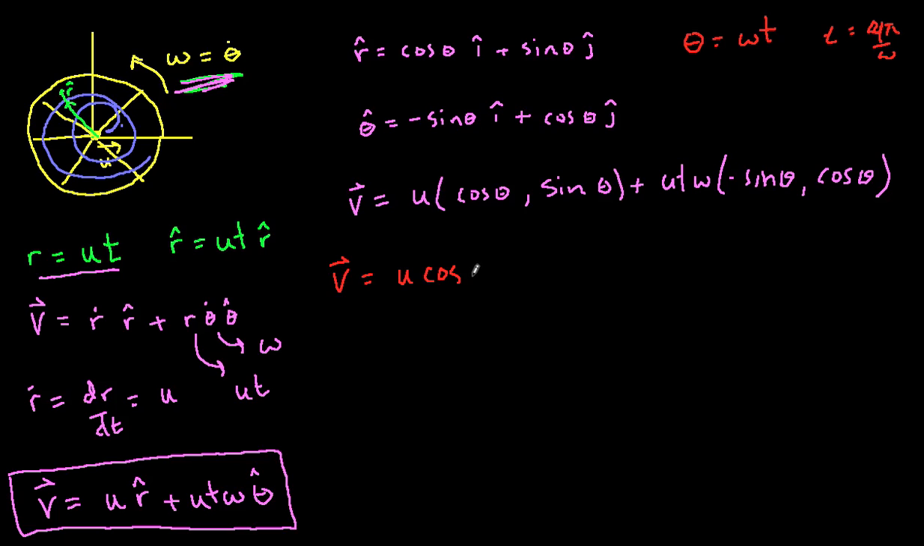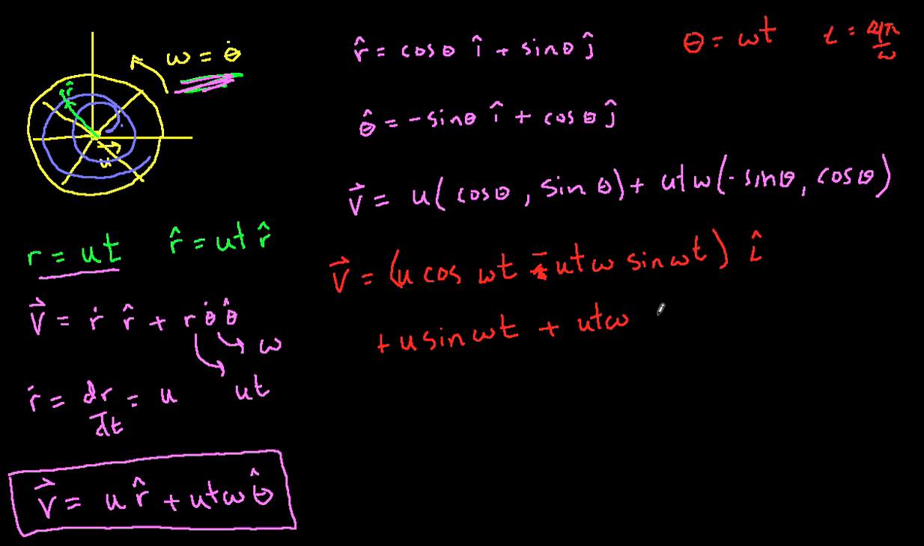Okay, so velocity in Cartesian coordinates is u cosine omega t plus ut omega, actually this should be a minus, sine omega t, all of that in the i hat direction, plus u sine omega t plus ut omega cosine omega t, all of that in the j hat direction.